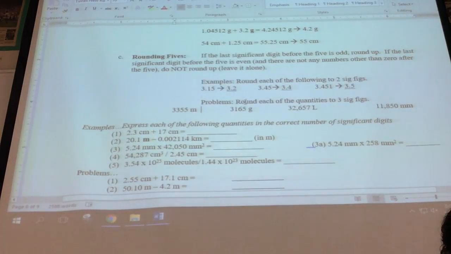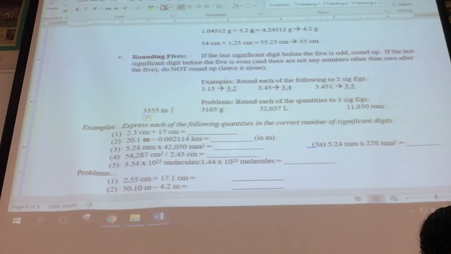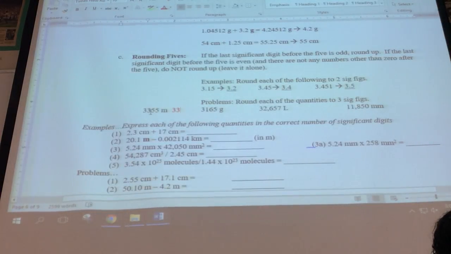Let's look at these. It says round each of the quantities to 3 sig figs. Let's take a look. I'll do the first one, you'll help me with the rest. I have 3355. Gonna keep the 3, gonna keep the 3. I have an odd number followed by a 5. I will round the 5 to a 6 and replace the back 5 with a 0.